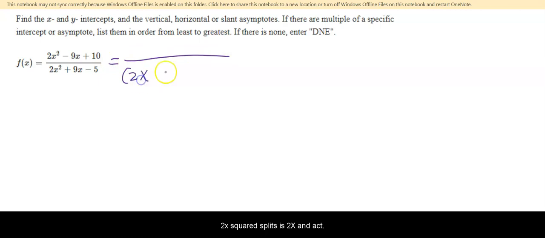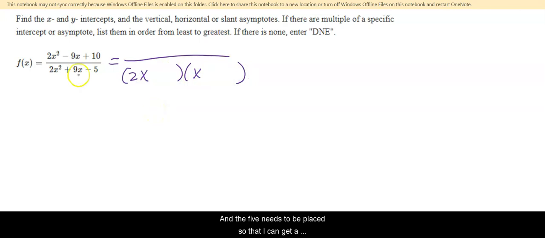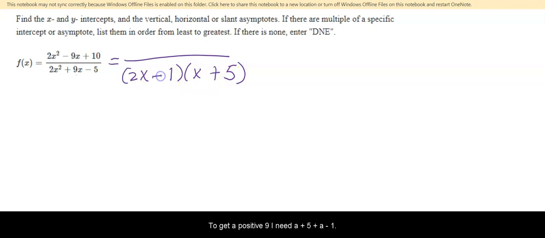2x squared splits as 2x and x, and the 5 needs to be placed so that I can get a product more than 9, so that when I subtract, I end up with 9. The only way to get a product bigger than 9 is to multiply the 5 by the 2 and the 1 by the 1. This will give me 10x on the outside, 1x on the inside. To get a positive 9, I need a plus 5 and a minus 1.